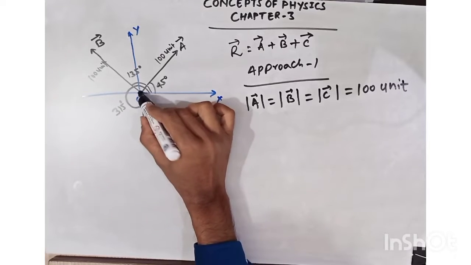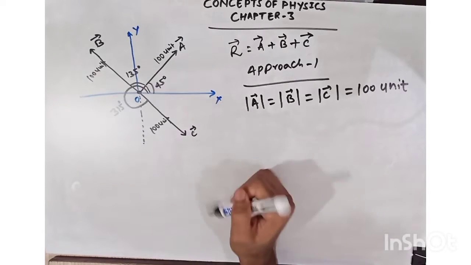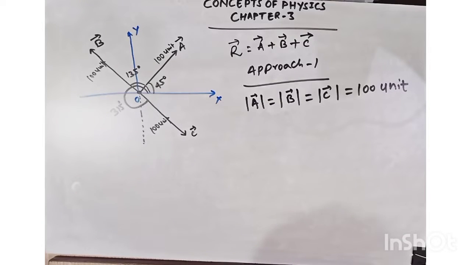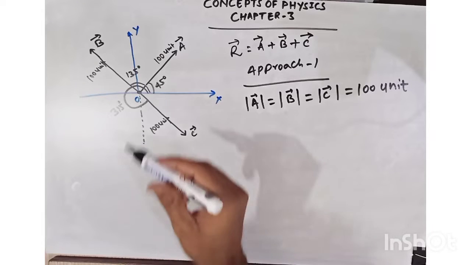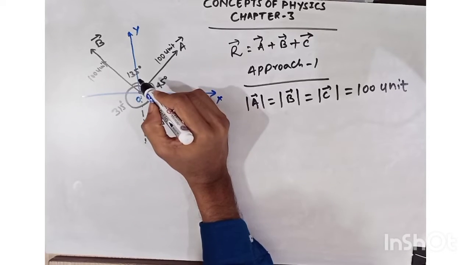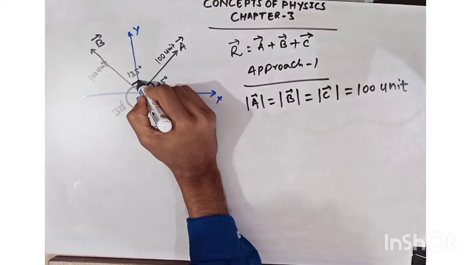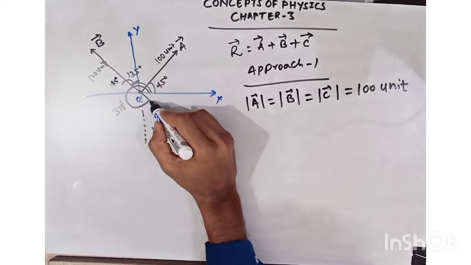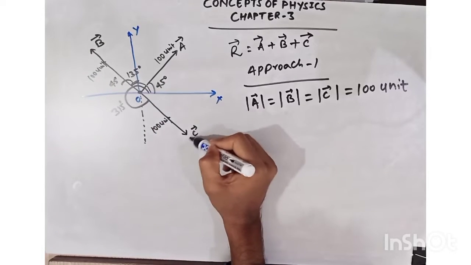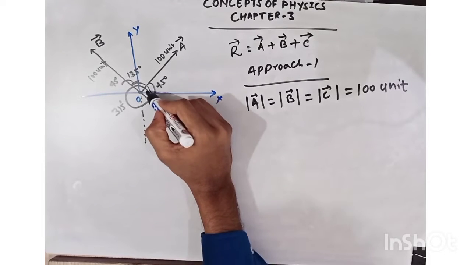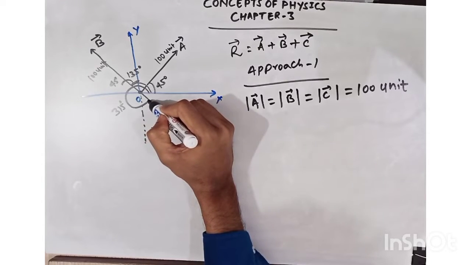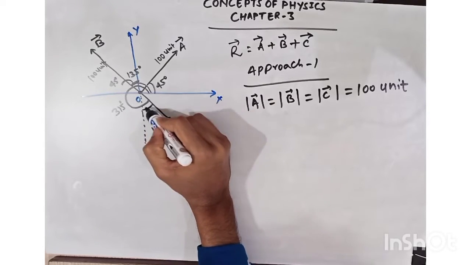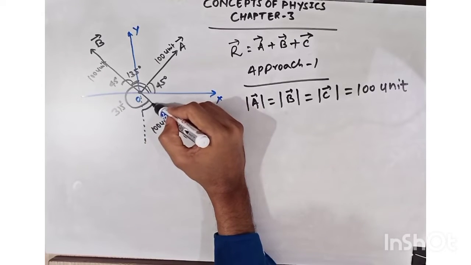Now let us see. Let us analyze these vectors B and C. Do you find anything special about vector B and C? Let us analyze. How much angle is B making with the y-axis? This angle is 45 degrees. And how much angle is vector C making with the y-axis? This is already making an angle of 315 degrees with the x-axis. So how much angle is it making with the y-axis? We can find it out. So this angle would be 45 degrees.